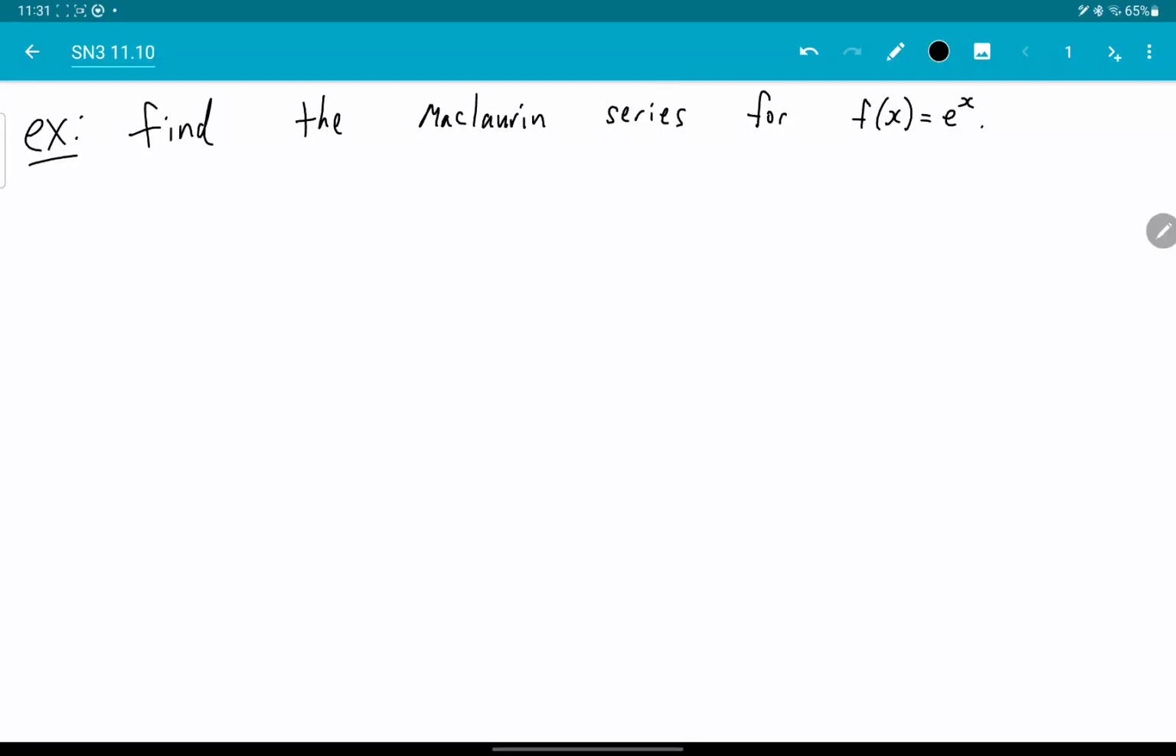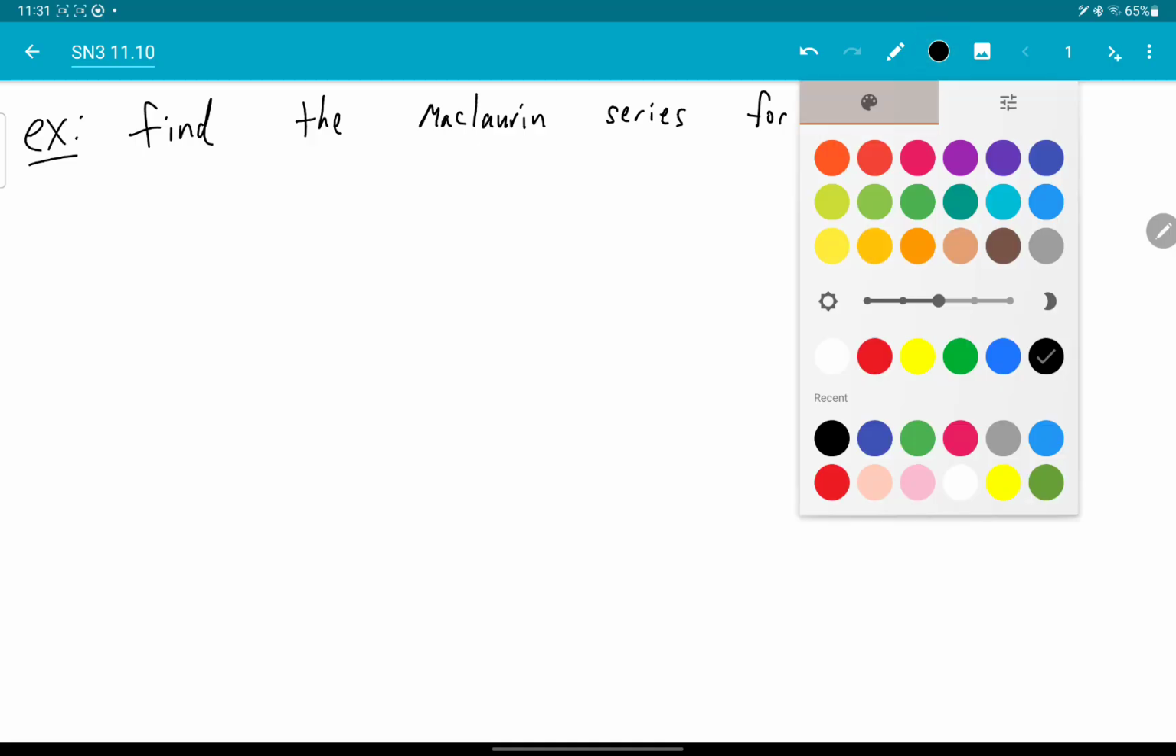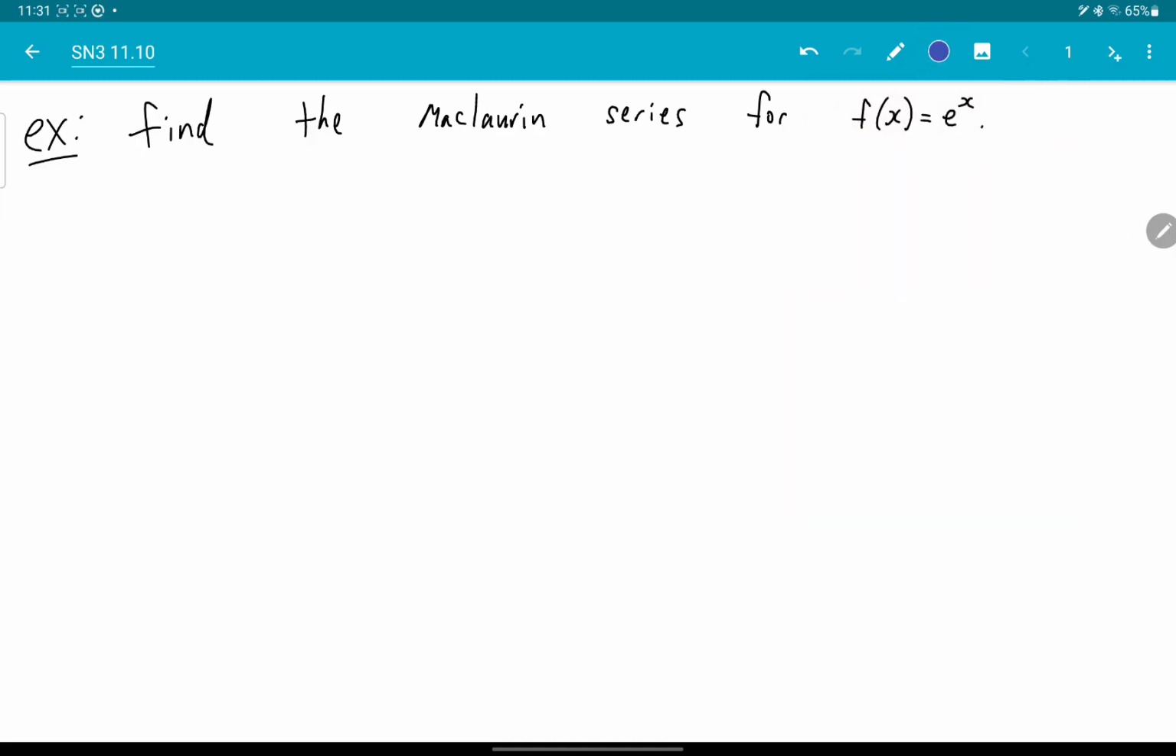Hello, everybody. So we can take Maclaurin series that we already know and use them to get different Maclaurin series. So we already have the Maclaurin series for e to the negative 2x. That was the sum from n equals 0 to infinity of negative 1 to the n, 2 to the n over n factorial, x to the n.